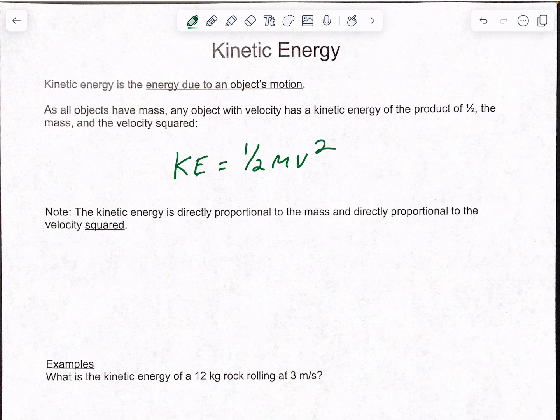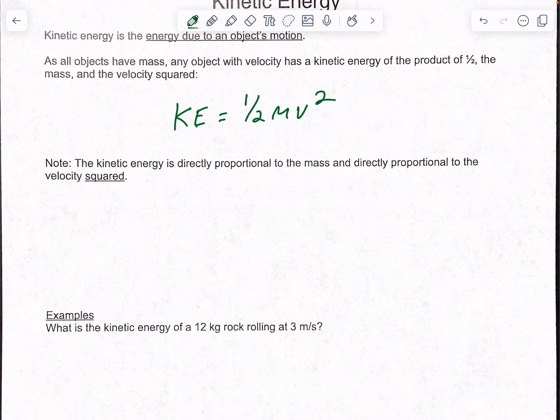So you have to have mass and you have to have velocity in order to have kinetic energy, because kinetic literally means movement. If you're not moving, therefore you have no kinetic energy. Kinetic energy is directly proportional to the mass and directly proportional to velocity squared. So if I were to increase my mass, let's say I doubled my mass, what's going to happen to my kinetic energy is it's going to go up by the same amount. That's what directly proportional means.